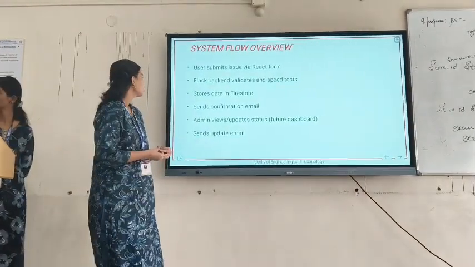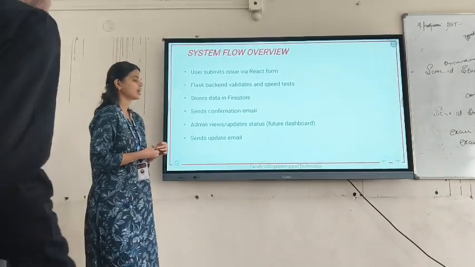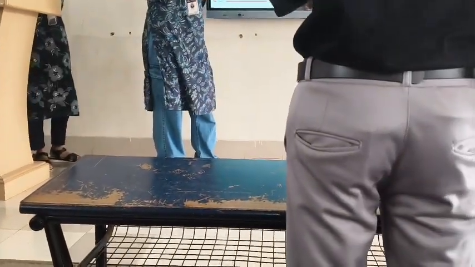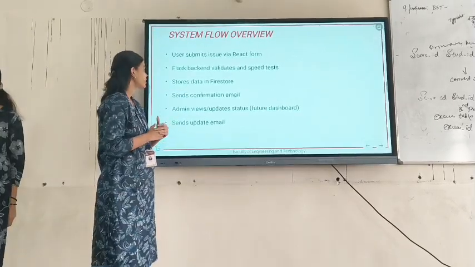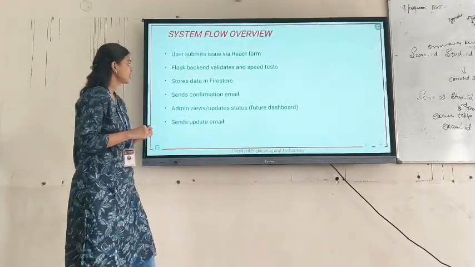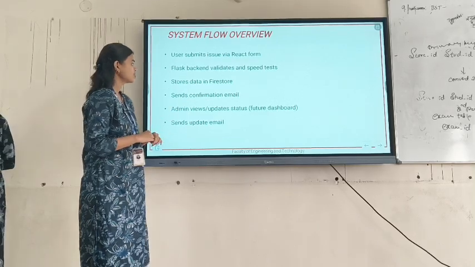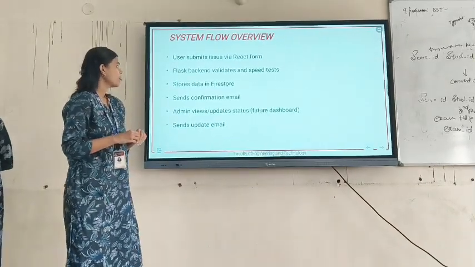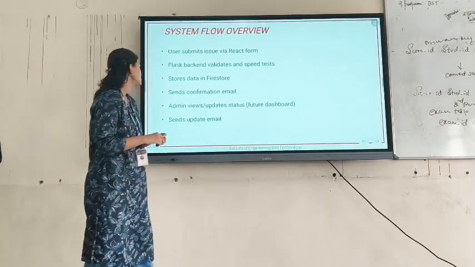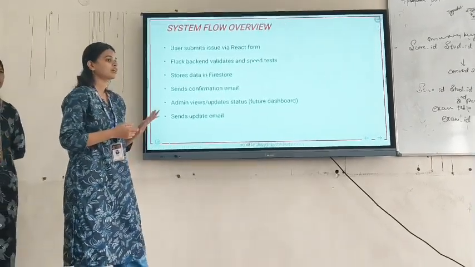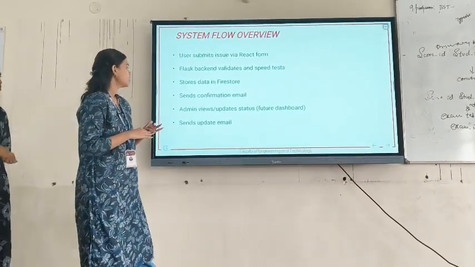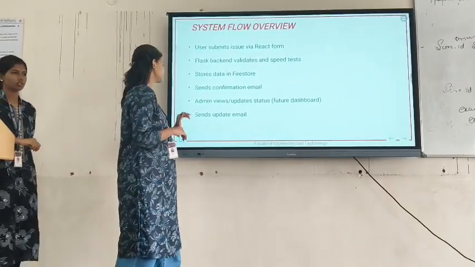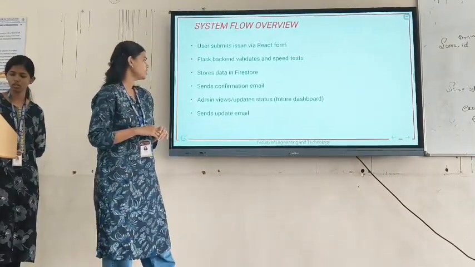System flow overview. The user submits a service issue, this is just the front end, and the backend validates it and runs the speed test. The backend stores data in Firestore, which is a database where we store the files, and sends a confirmation email to the user. The admin lists and updates the status. The admin reviews all the reported statuses and sends the update email.